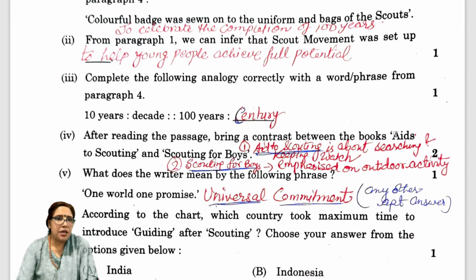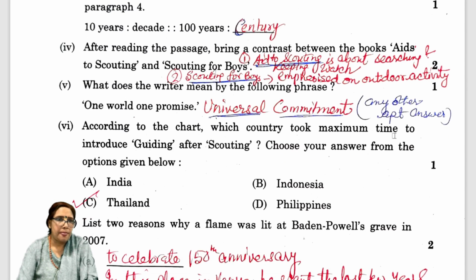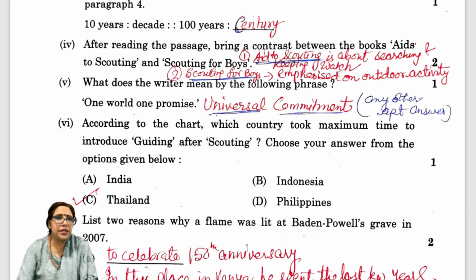Part 3. Complete the following analogy. You had 100 years to decade. So your answer: 10 years to decade, so 100 years will be century. Now after reading the passage, bring a contrast between the books Aids to Scouting and Scouting for Boys.